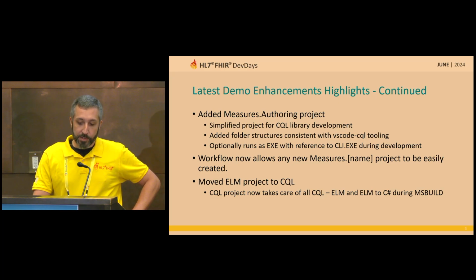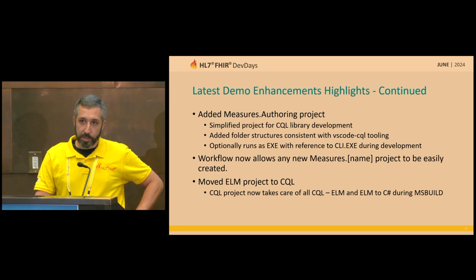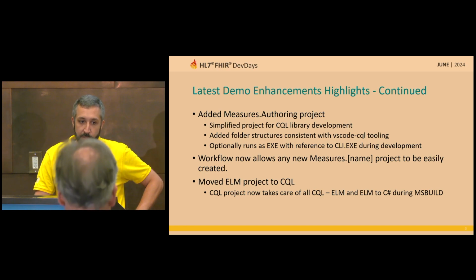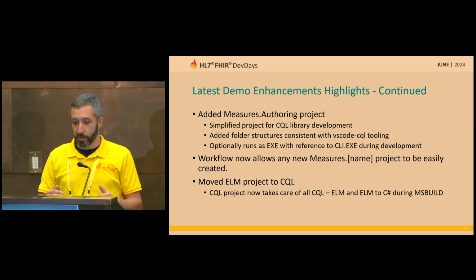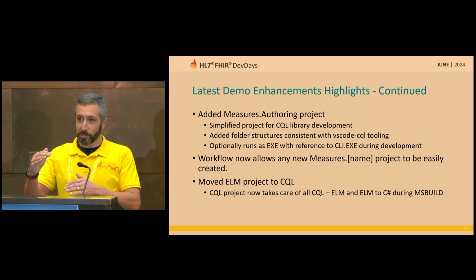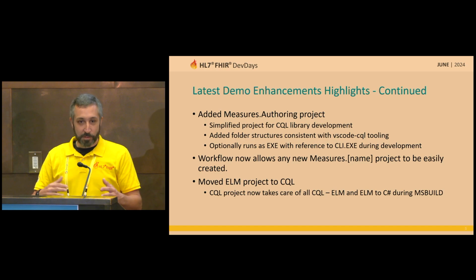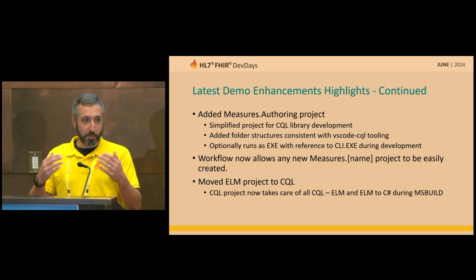The major change is that I've added the measures authoring project, which is sort of an open example of how you can just go in and edit CQL or add your own and just compile a project. And the idea is that I created it such that you could take that project and call it measure authoring 2 or whatever, and just start adding your own code, and now you have yet another project.